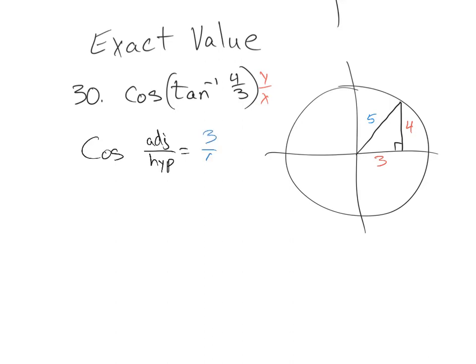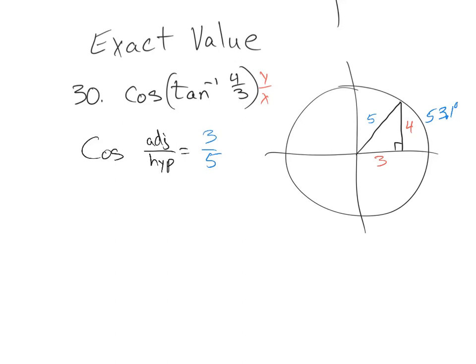Yeah, 3/5. That's my answer. That's the exact value. I just wanted to show you that this is actually correct. If you took your calculator and you said that this was 53.1 degrees, take the cosine of 53.1 degrees. Now make sure you're in degree mode. Cosine of 53.1 degrees, you should get 0.6. Isn't that what 3/5 is?